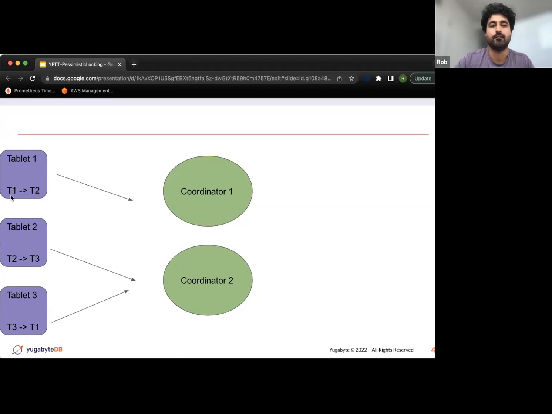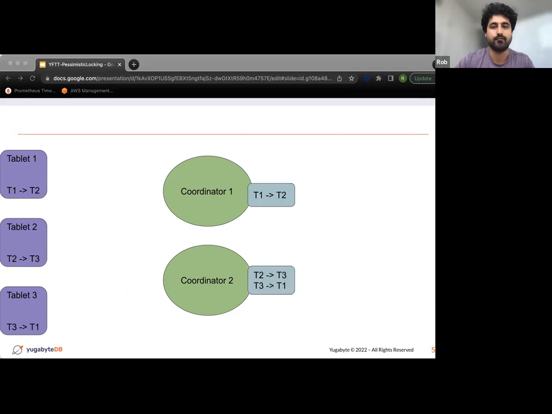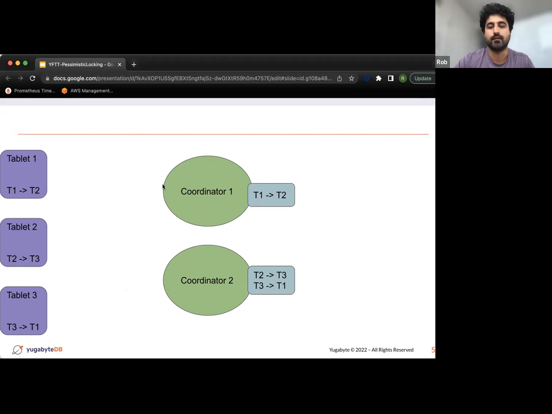So what we do is every tablet, say tablet 1 sees T1 is waiting on T2, sends this information to transaction 1's coordinator. So every transaction is coordinated by a specific node. And all of the tablets do this for all of the waiting transactions they're aware of. Eventually the coordinators, in this case we have 2 coordinators, have a partial view of what we'll call the wait-for graph, where T1 waiting on T2 is known by coordinator 1, and T2 waiting on T3 and T3 waiting on T1 are known by coordinator 2.